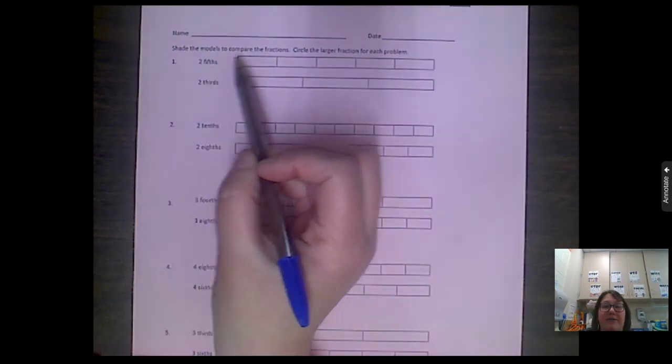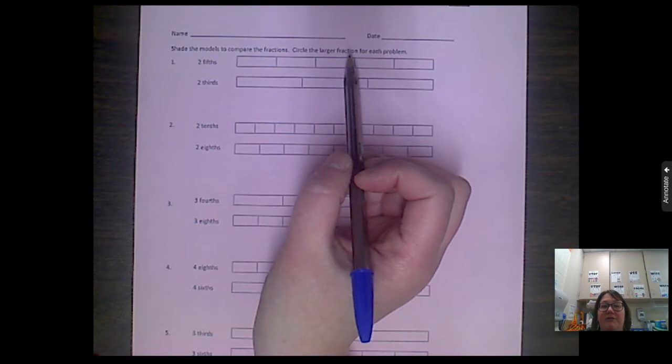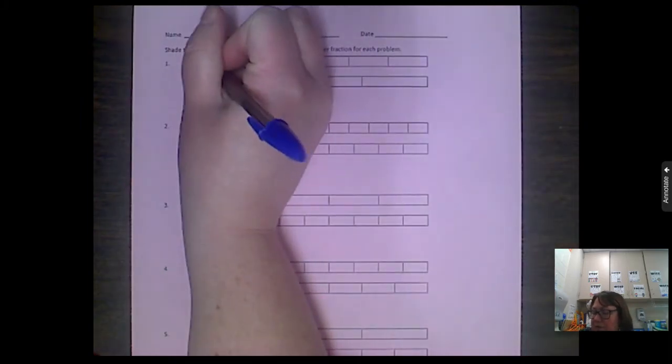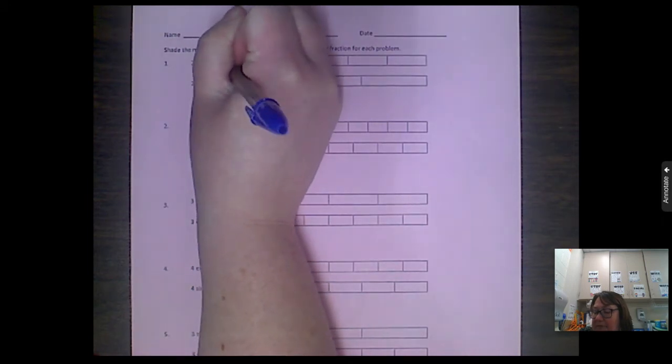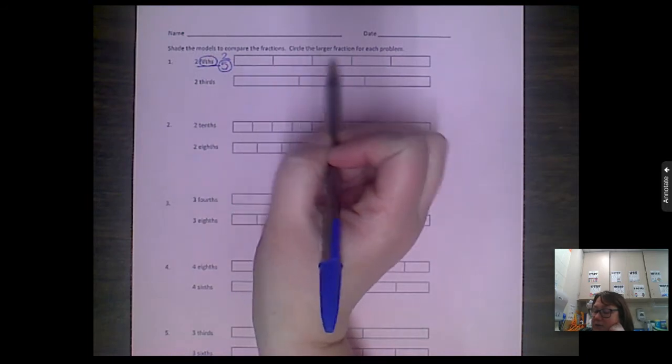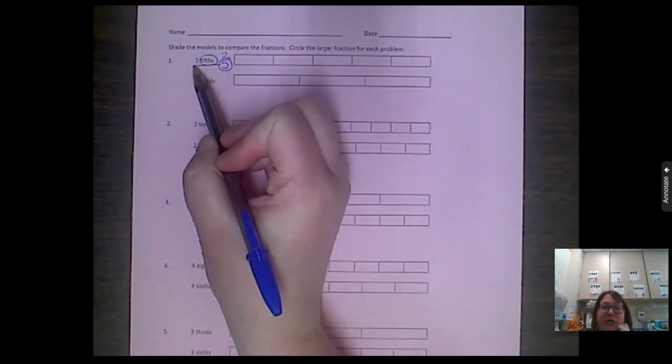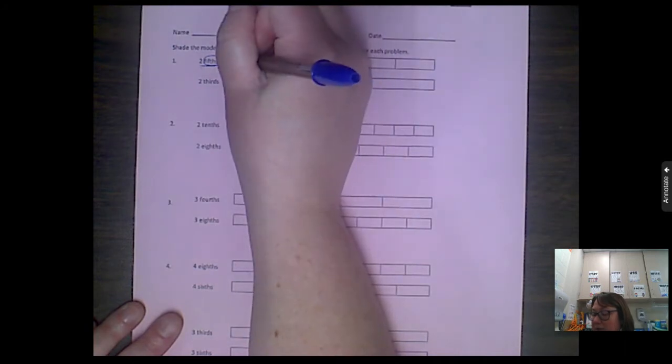Okay. So again, our directions real quick are to shade the models to compare the fractions and circle the larger fraction for each problem. Okay, so the first one says 2/5. So fifths, if I were to write that as a fraction, it would be 2/5. So the 5, the denominator, the number down on the bottom tells me that I have 5 equal pieces. And I can see that here, 1, 2, 3, 4, 5, and I'm going to shade in 2 of them, okay? You go ahead and shade 2, and I'm going to grab a highlighter, I think. Here's one right here.